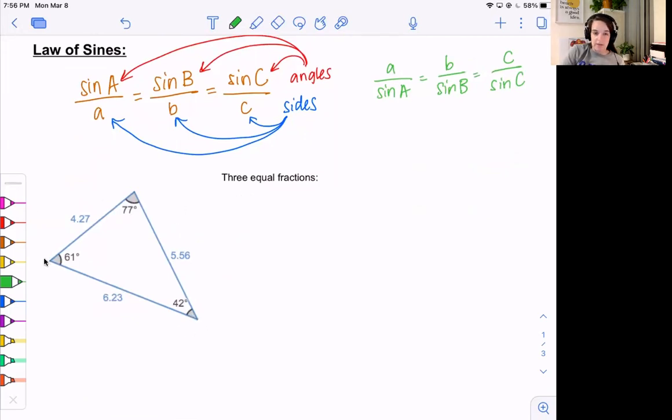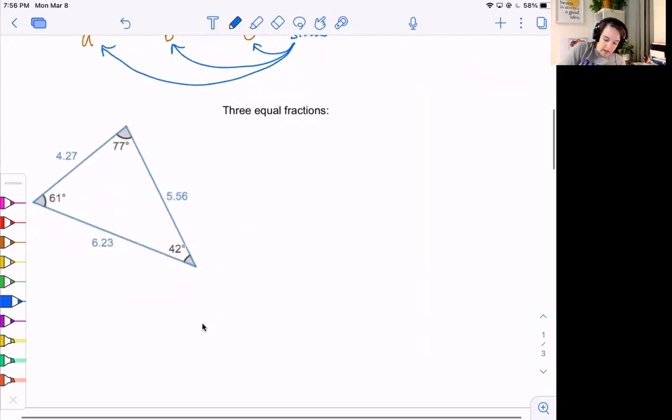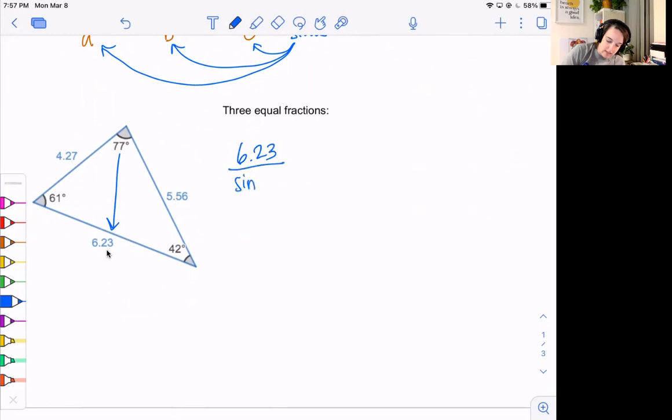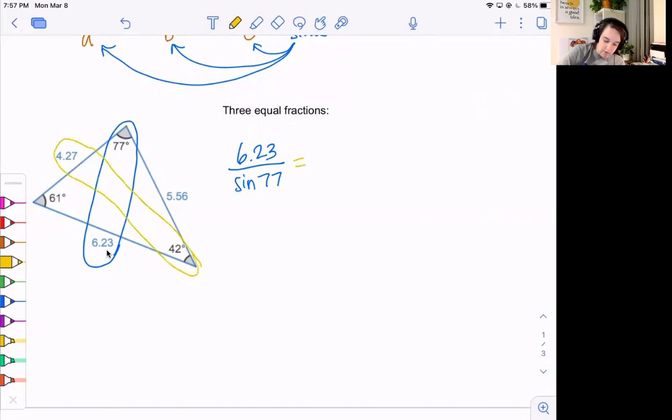Go ahead and pause the video if you need to in order to draw this triangle. One that we would have is like 77 degrees goes with 6.23. So I could write 6.23 over sine 77. So these ones here are going together. That's a pair. And then I could say that's equal to 4.27 over sine 42, with the 42 degree angle. Those are equal to each other.